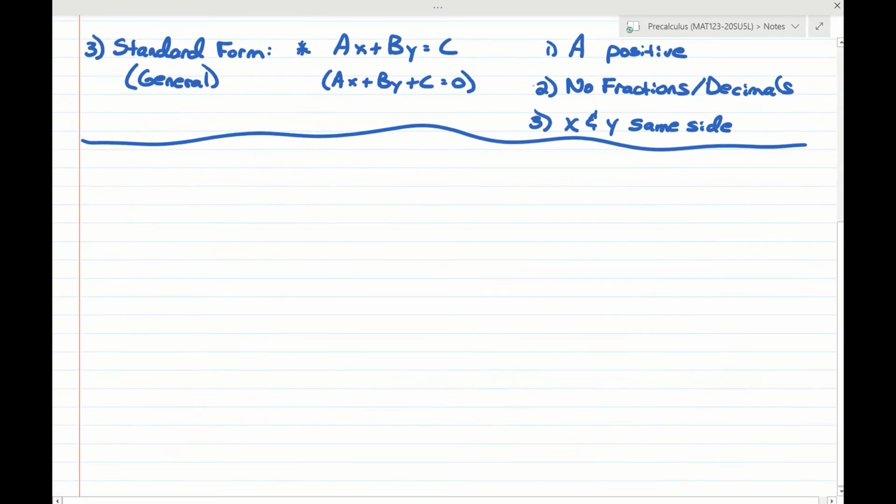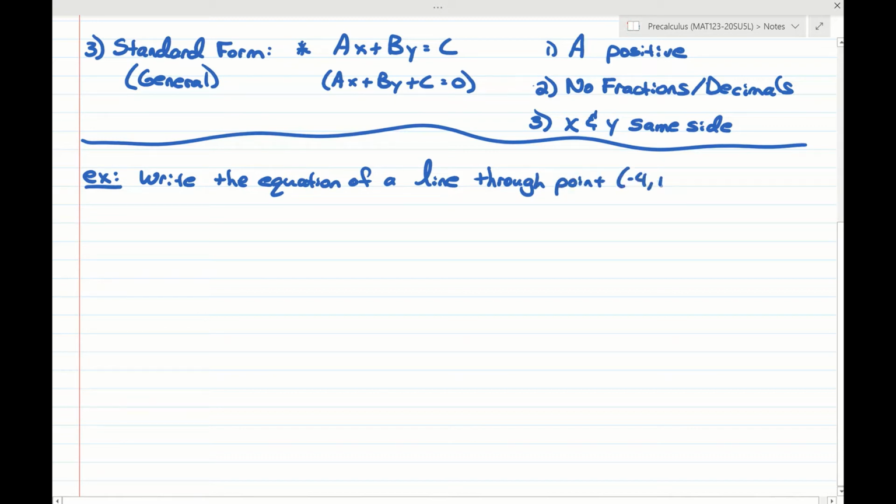So let's do some practice. Write the equation of a line through the point -4, 1 with a slope equal to -3. Okay, well, let's do it in three different ways. We have our slope, we have a point, so maybe point slope form would be easiest.